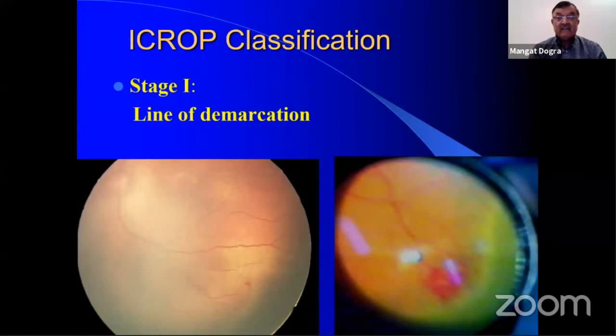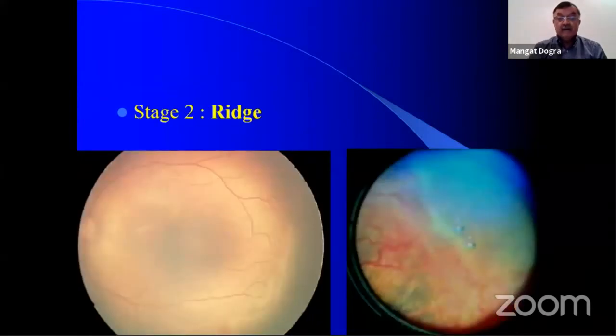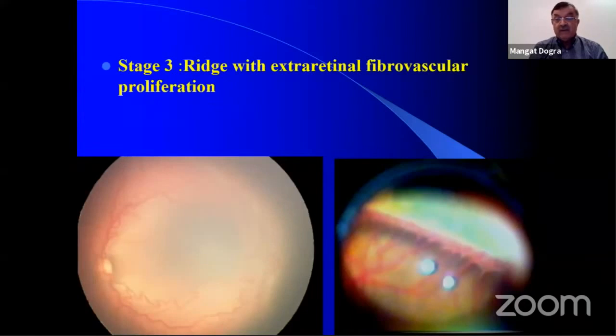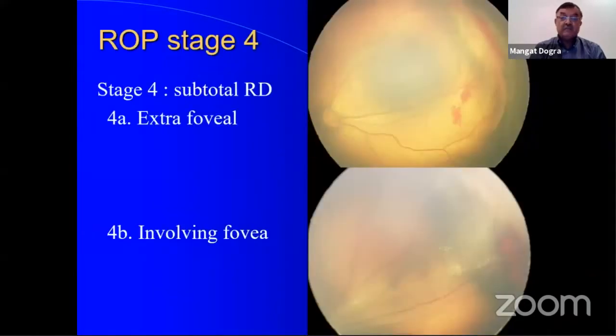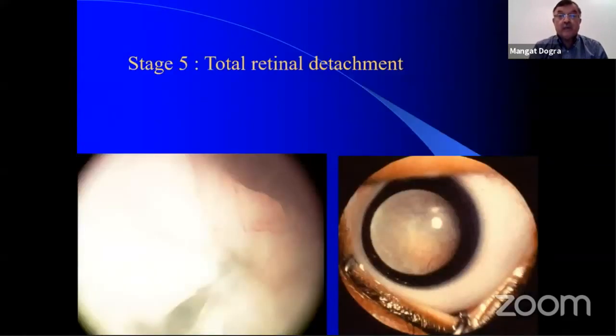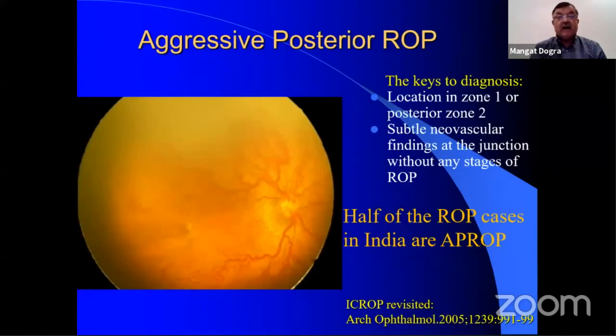Also, as far as the classification is concerned, you have avascular retina in a premature child. If there is a line which develops, it is stage 1. If this line has a volume, it is stage 2. And if it starts developing blood vessels, then it becomes stage 3. And stage 4 is when it already starts detaching because that proliferation is now contracting. If it is extrafoveal, it's stage 4A, involving the fovea is 4B. And if it goes to total retinal detachment, it is stage 5.